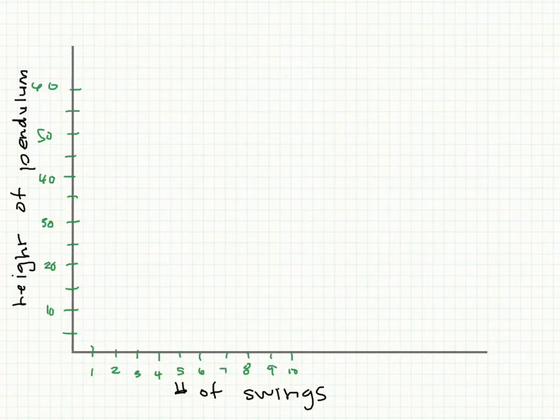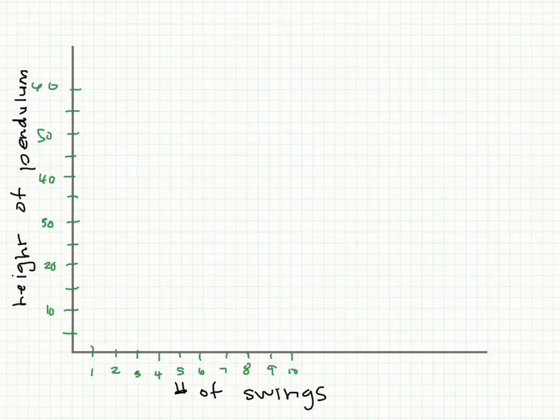I counted by 5s, and I only numbered the 10s. So we went up 5, 10, 15, 20, 25, 30, all the way up to 60. On my x-axis, I went by 1s because for every time I go down 10%, I have one single swing.